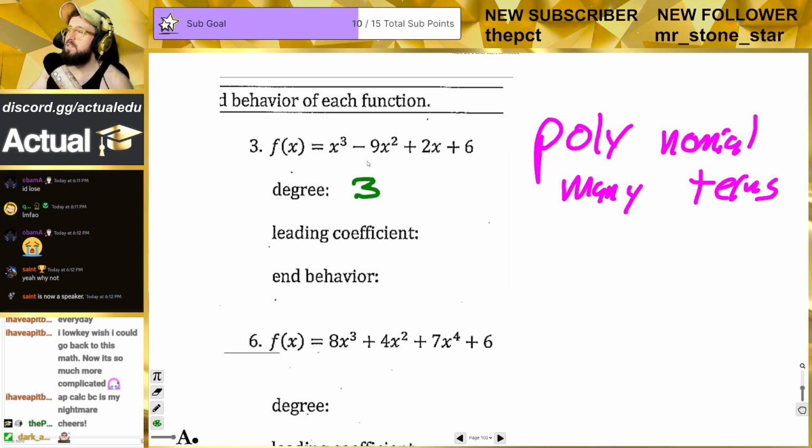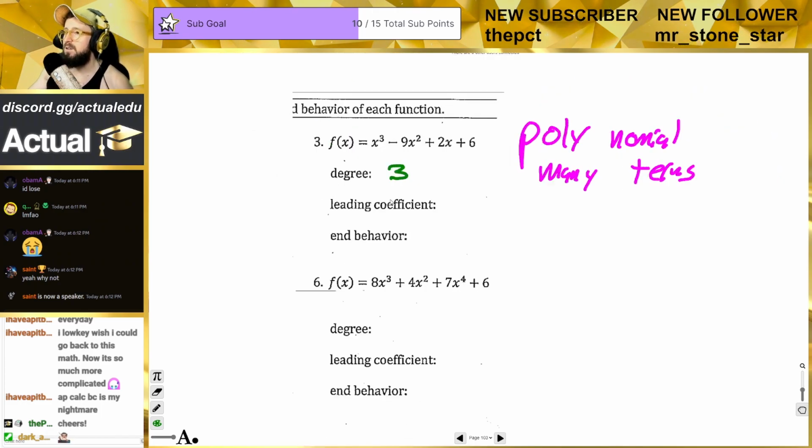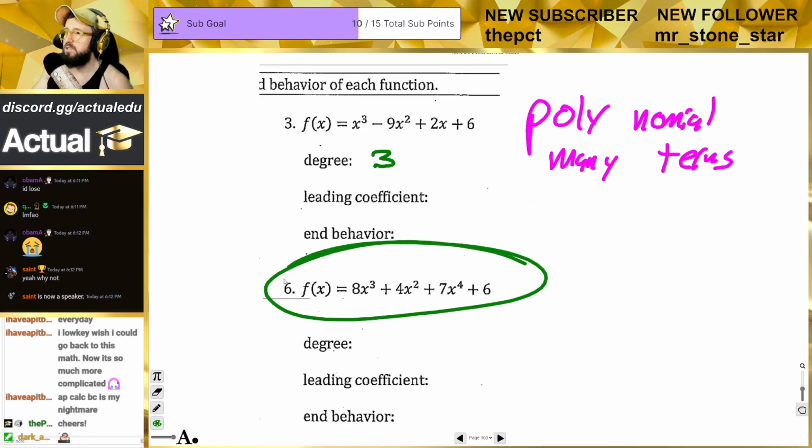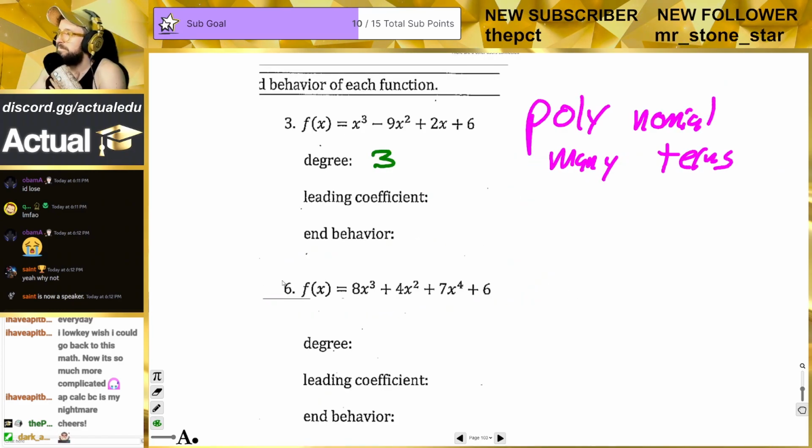Degree is always what is the highest exponent. It's not always going to be the first thing. It's what's the highest, okay? So, for example, in this one, question 6, what's the degree of this one? 4. Good. A little trickier, right?